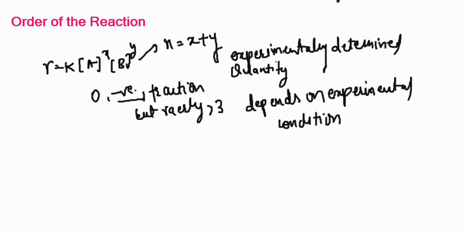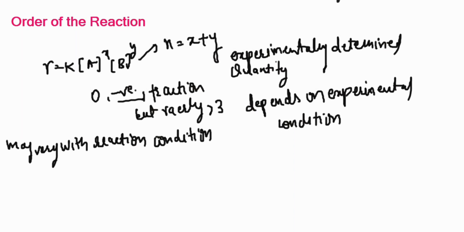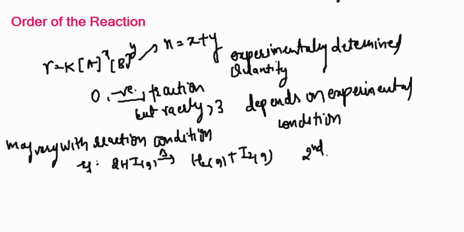Okay, experimental conditions or the order of the reaction may vary with the reaction condition. How may it vary with reaction condition? We take an example. 2HI in gaseous state gives H2 in gaseous state and I2 in gaseous state. If we simply heat, the reaction comes out to be a second order reaction.